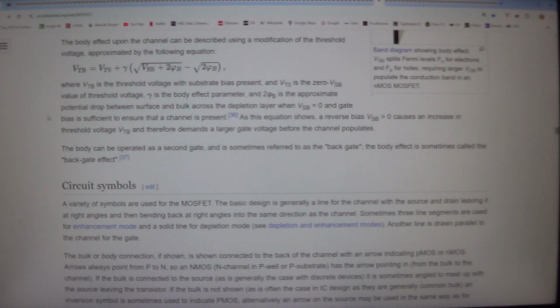As this equation shows, a reverse bias V_SB greater than 0 causes an increase in threshold voltage V_Tb and therefore demands a larger gate voltage before the channel populates. The body can be operated as a second gate, and is sometimes referred to as the back gate. The body effect is sometimes called the back gate effect.